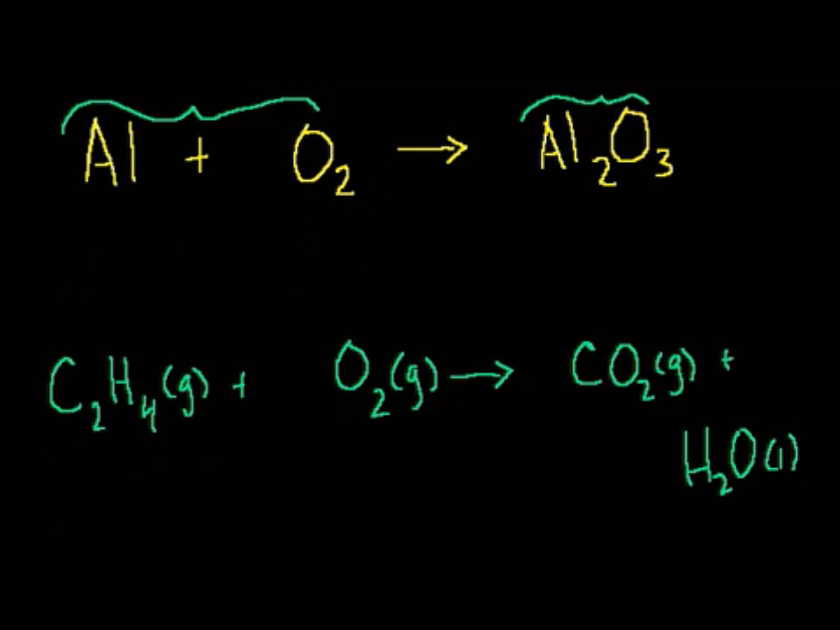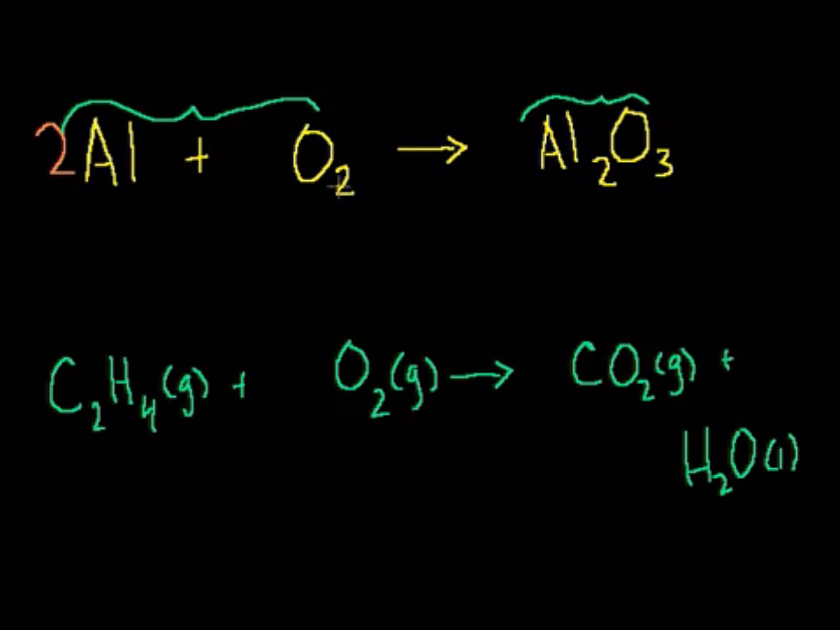I'll do it in orange. So, just what I said, I have one aluminum here and I have two aluminums there. So maybe a simple thing is just to put a 2 out here. So now I have two aluminums on this side and I have two aluminums on this side. The aluminums look happy. Now let's look at the oxygen. Here I have two oxygens on the left-hand side of the equation. And on the right-hand side of the equation, I have three oxygens. What can I do here?